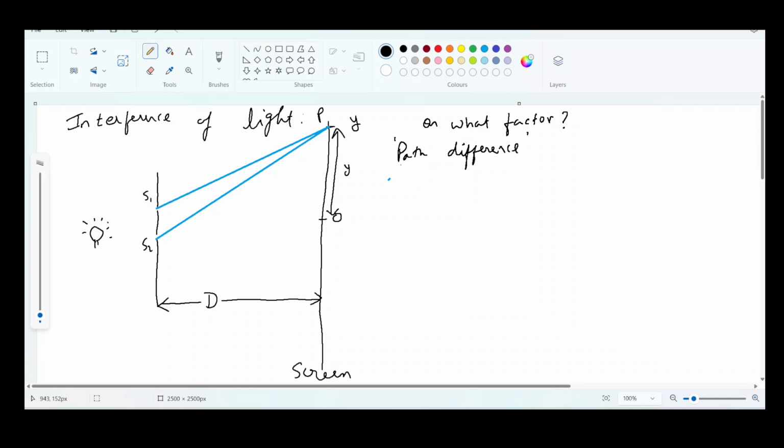Path difference, as the name suggests, is basically the difference in the distance covered by the two rays. Okay, so the path difference over here is going to be S2P minus S1P, because S2P is greater, as we see in the diagram. So we have S2P minus S1P as the path difference. Okay.